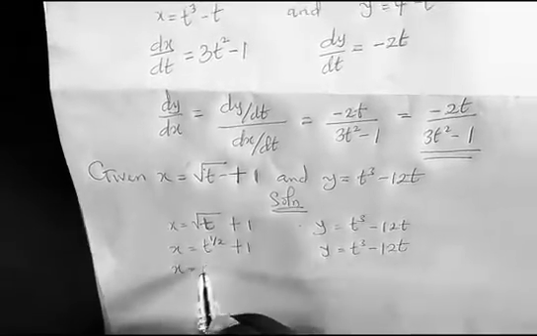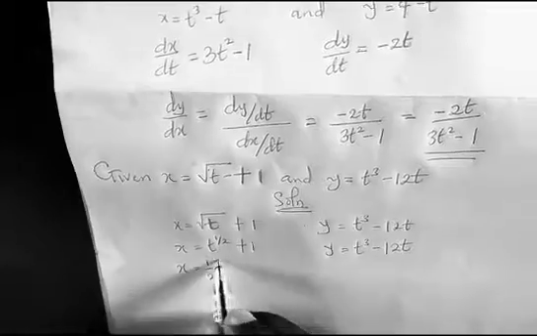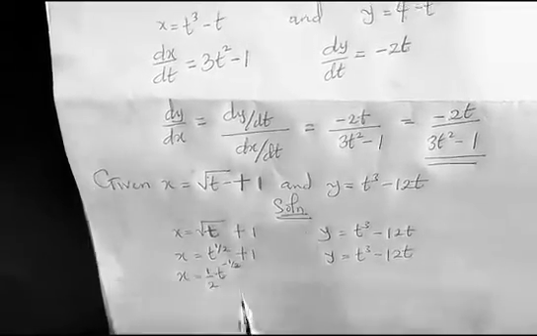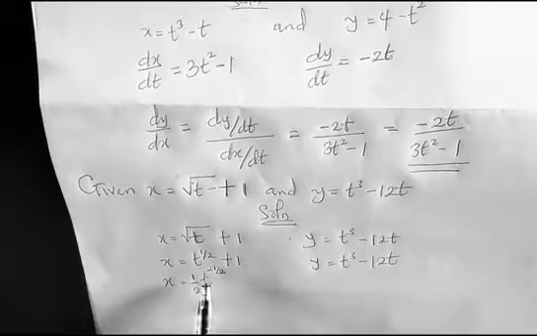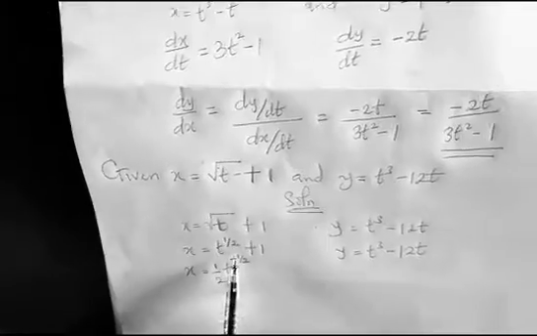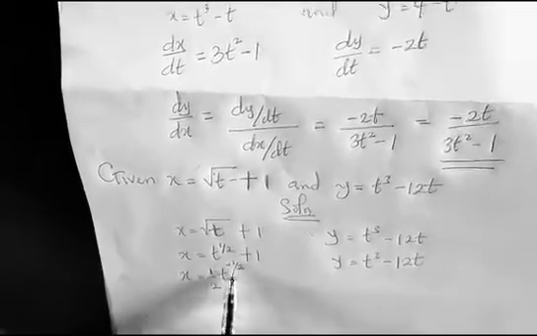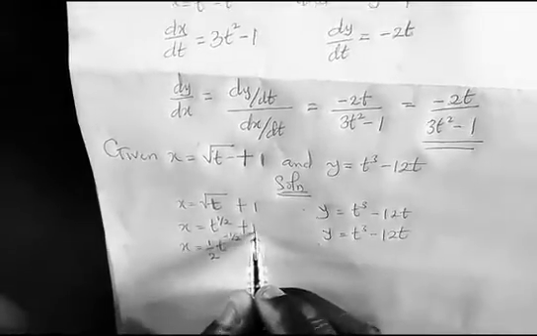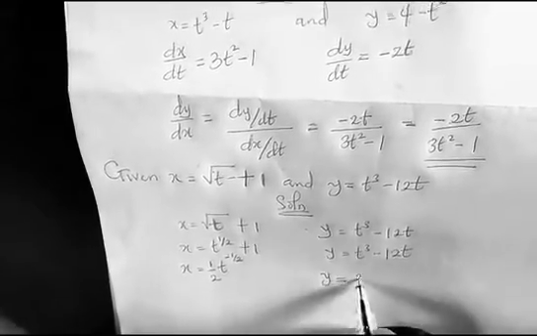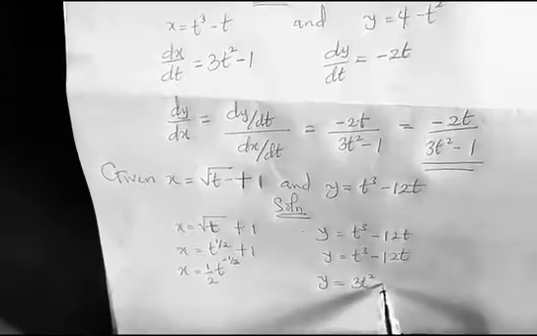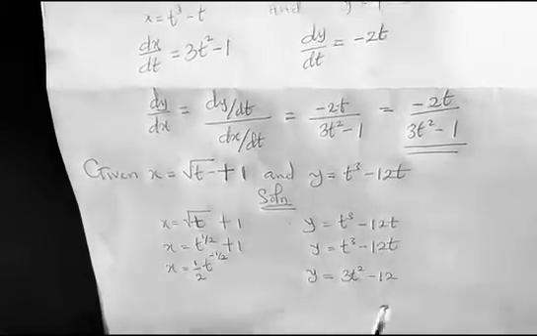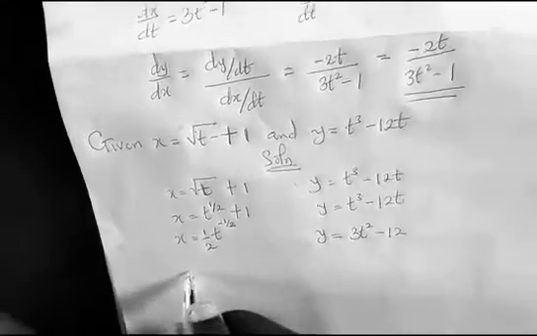So that will now become what? For x, differentiate this, and that will be half t raised to the power minus 1 over 2. I'm sure we remember that when we are dealing with this, it means we are removing 1 from the power. So half minus 1 will give us minus half. Then if you differentiate 1, it will give you 0. And then for this y part, that will give us 3t squared minus 12. Because if you differentiate 12t, you will have 12.